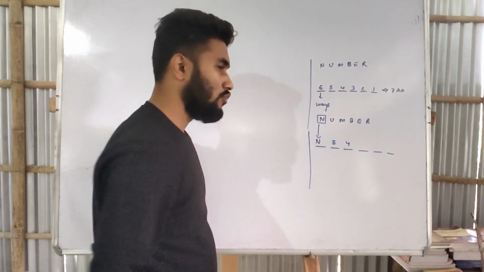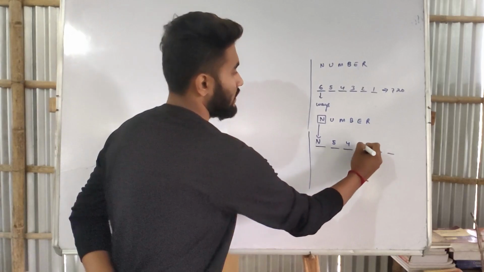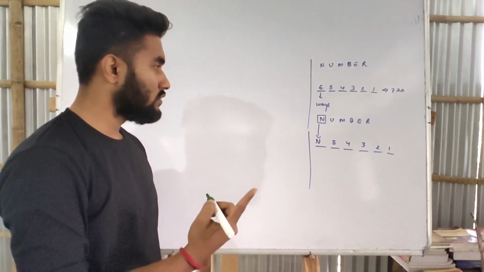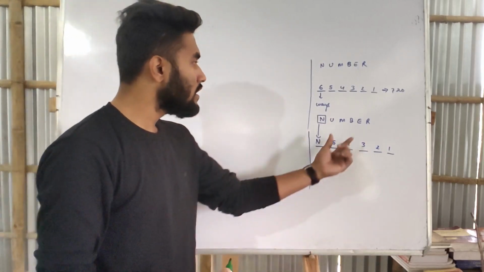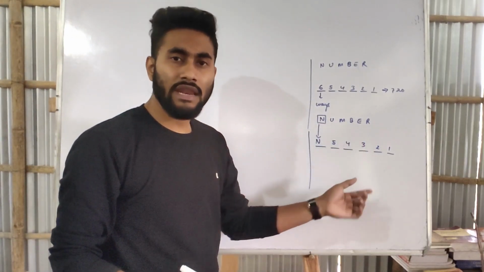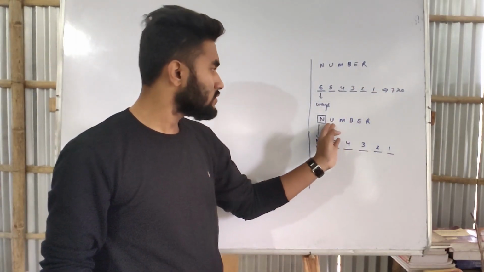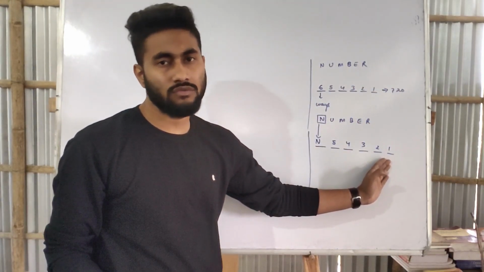Then it can be filled in 4 ways. Obviously there is no repetition. 3 ways, 2 ways and 1 way. So you see, your answer will be 5, 4, 3, 2, 1, that is factorial 5. As a shortcut, 5 letters can be arranged in factorial 5 ways, like 6 letters can be arranged in factorial 6 ways, 720. So 5 letters can be arranged in factorial 5 ways, 120.